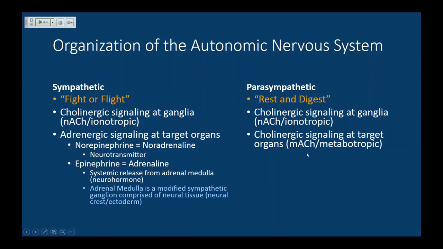Back on the parasympathetic side, you have cholinergic signaling at the target organs, and this is going to be, like I alluded to before, muscarinic acetylcholinergic signaling, which works through G protein coupled receptors and is responsible for initiation of second messenger cascades.